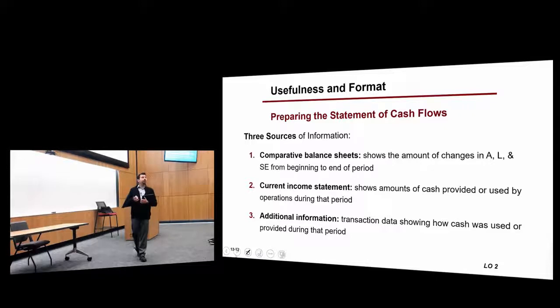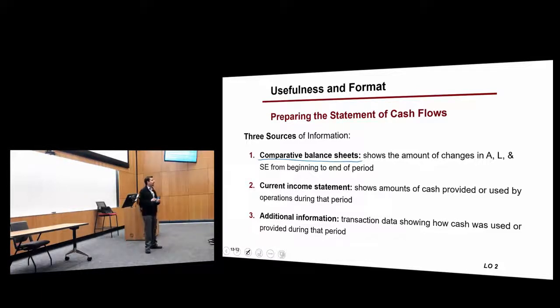In order to prepare the statement of cash flows, we need three main sources of information. You need what we call the comparative balance sheet. This is the balance sheet of this year and the balance sheet of last year. Why do we need that? So you need to compare the changes in those accounts. How would you know that the company invested in a truck, in equipment? By looking at last year's balance and this year's balance. This will give you an idea of what changes happened.